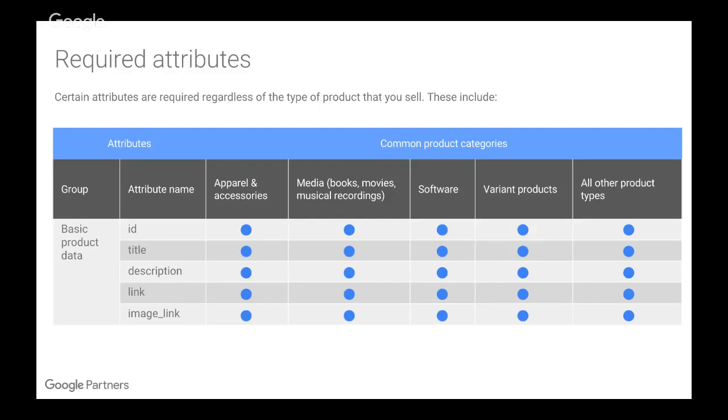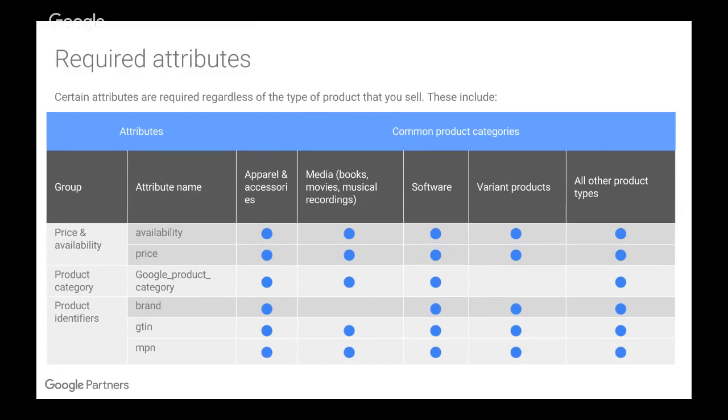Same goes with title, description, link, which refers to the link that you want users to be directed to once they click on your shopping ad, and image link, which is the link on which your image is hosted externally and the image that will be shown on your shopping ad. You then also have factors like availability and price. Availability definitely means whether the product is in stock or out of stock, and the price, as the name suggests, is the price of the product.